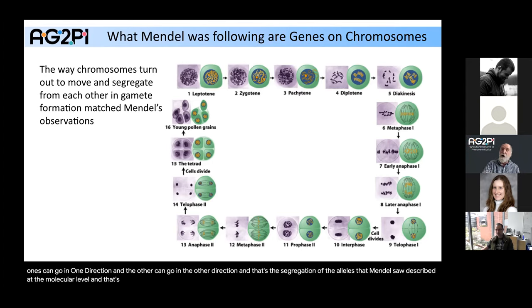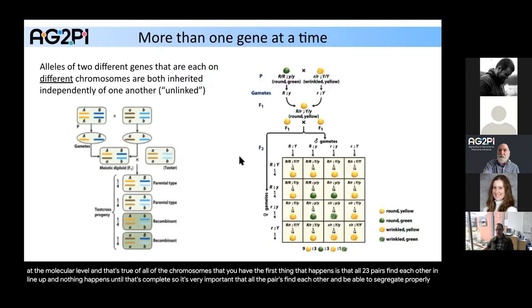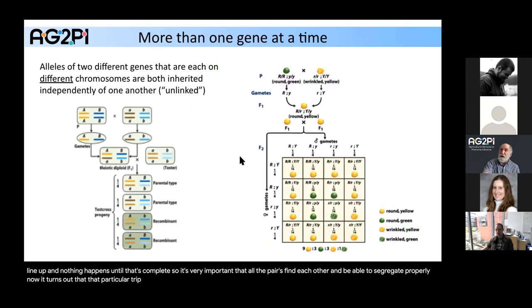And that's true of all of the chromosomes that you have. The first thing that happens is that all 23 pairs find each other and line up, and nothing happens until that's complete. So it's very important that all the pairs find each other and be able to segregate properly. Now, it turns out that that particular trick of finding each other, lining up and pairing so that they can segregate properly occurs with a little bit of a twist.